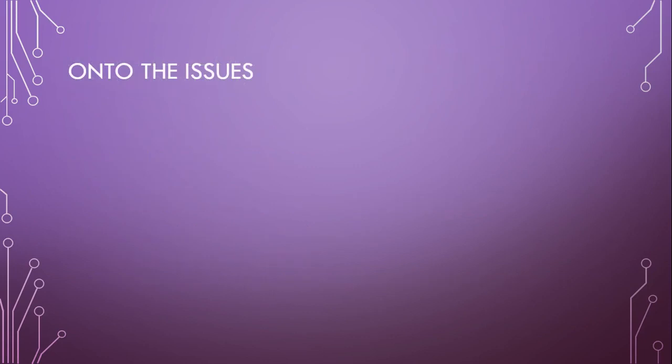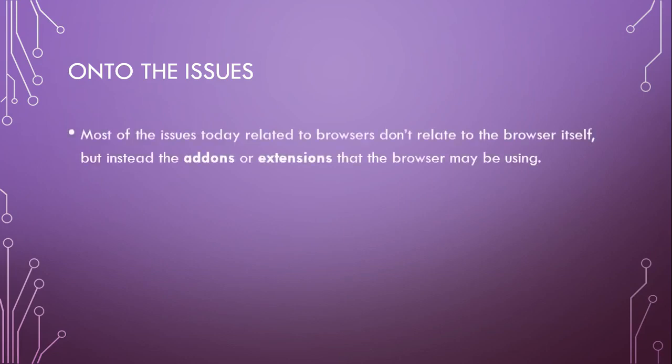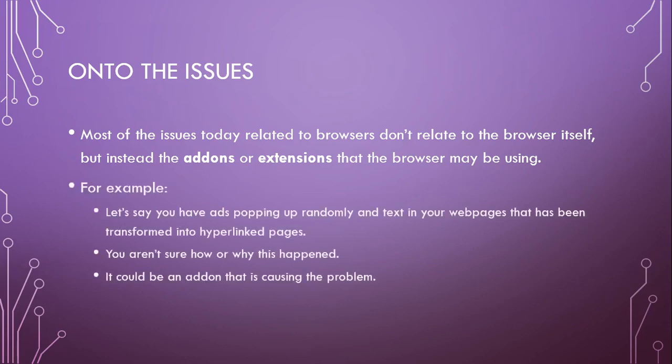So that is just one thing to talk about, but there are some other issues related to browsers that might actually be more troublesome. Most of the issues that you typically encounter today don't necessarily relate to the browser itself. It's not necessarily something in the browser, but instead they relate to either the add-ons or the extensions that the browser may be using. So for example, let's say you have ads popping up randomly and text in your web pages that has been transformed into hyperlinks. So if you hover over text, you'll see it's a link that is going to take you someplace. You aren't really sure how or why this happened.